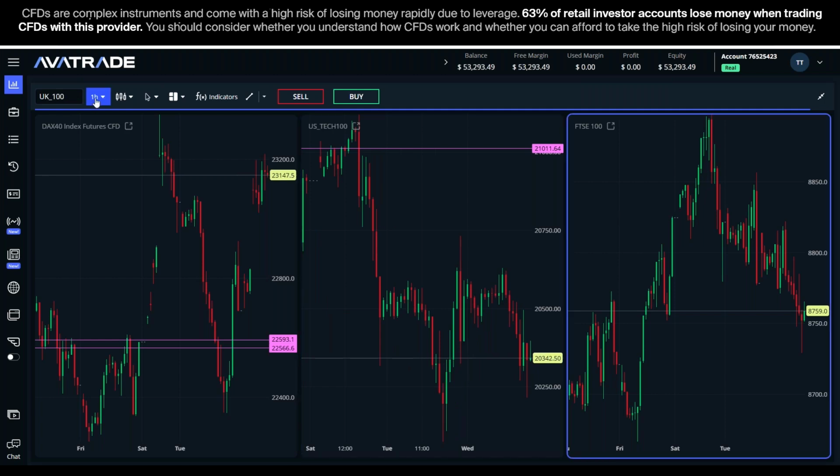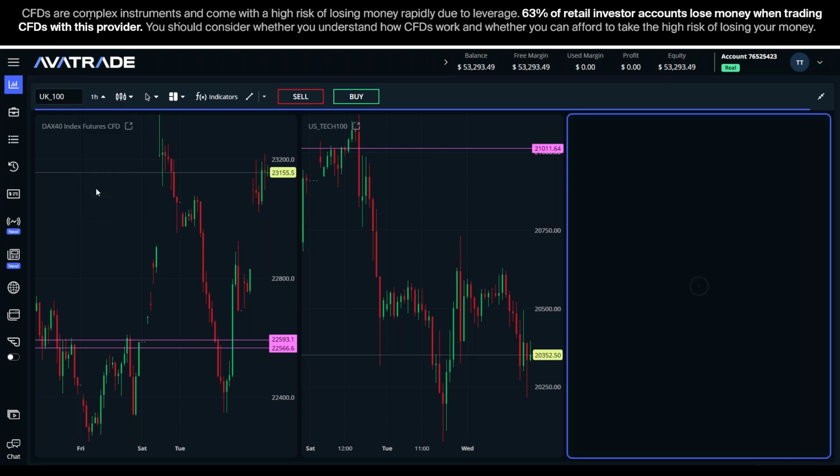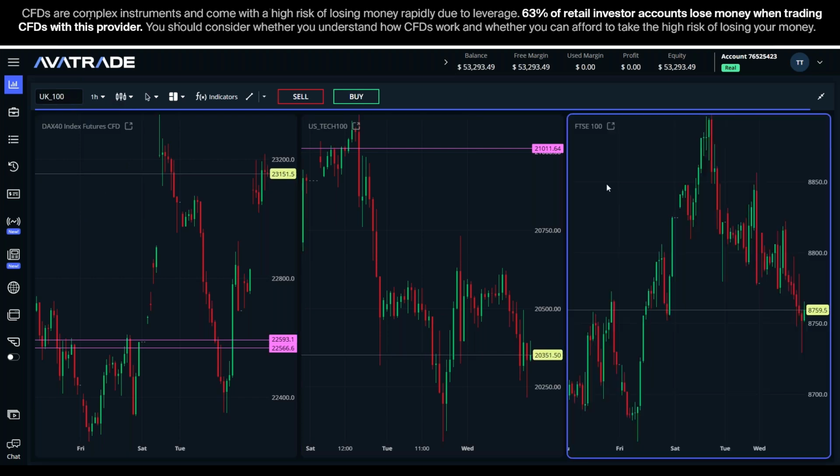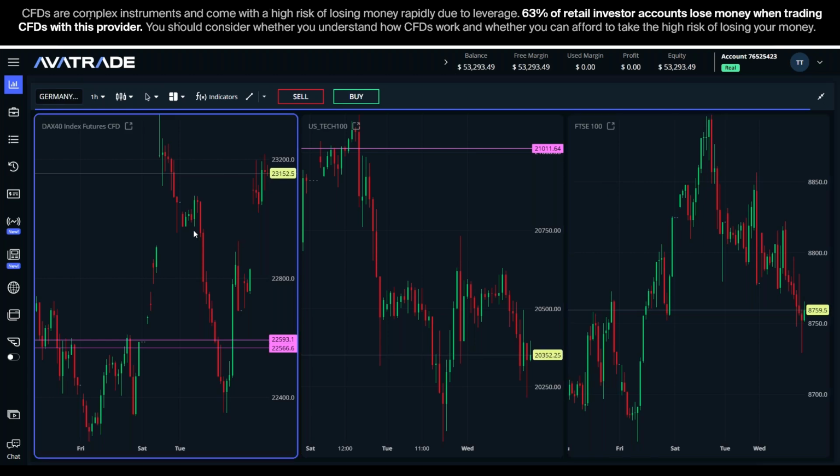What we might see is a larger negative effect. Okay, 1 hour candles on each. What we see is that with the DAX, we're up significantly on the day. With the US Tech 100, we're down, and with the UK, we're down.